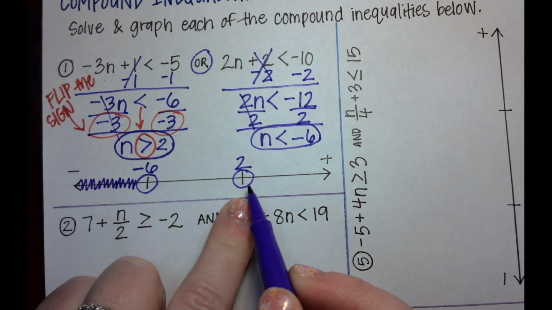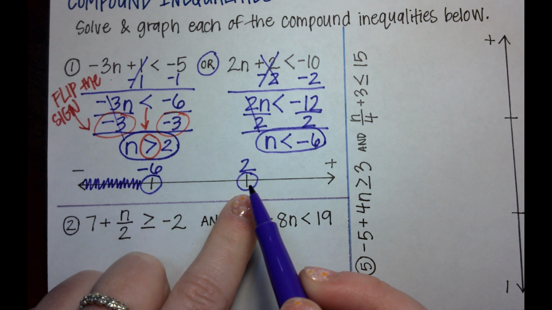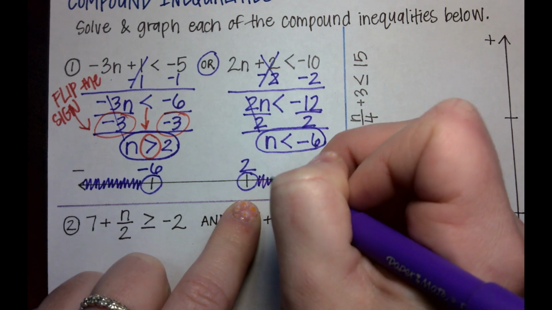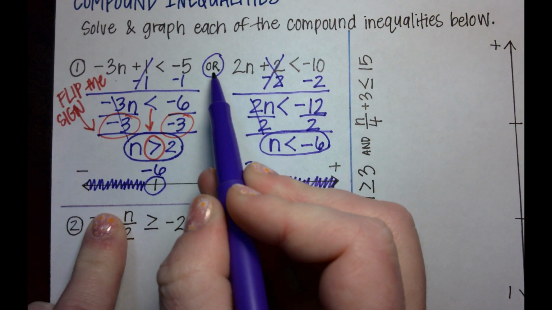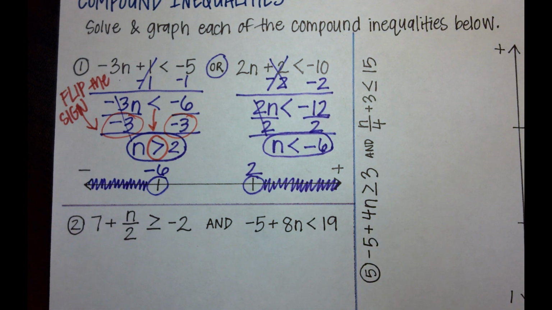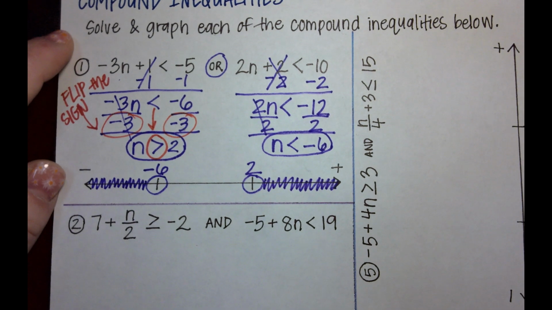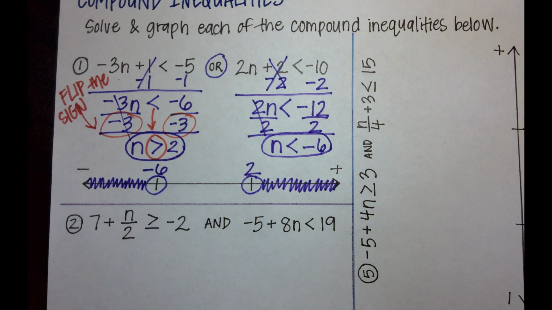And now let's look at our 2. N is greater than 2, so which direction? To the right. Good. And we know it's shaded correctly because this is an OR inequality. An OR should be shaded away from each other. Good. How do we feel about number 1? Y'all feel okay about it? Good. Okay, let's look at number 2.